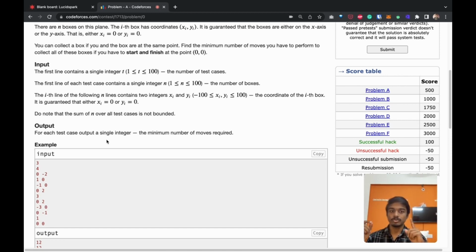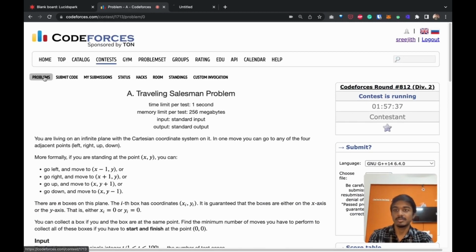So how much do you do? Each step is 1, right? I think we can go beyond boundaries also. So 1, 2, okay. If we go from 0 0 to 1 0, I don't know. Let's see whether problem B is possible or not.